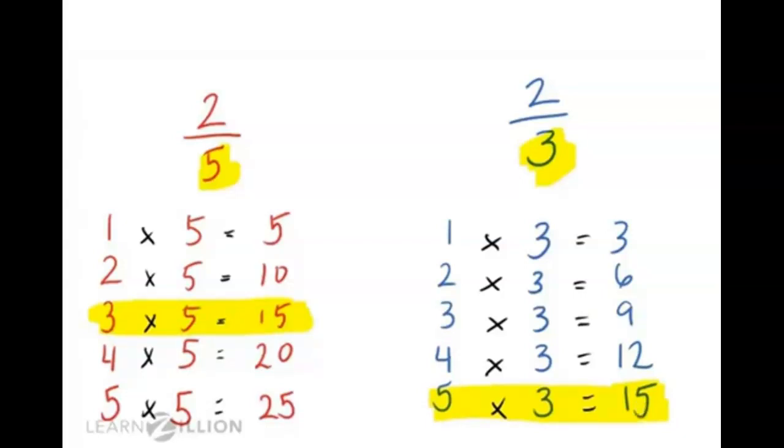Now, we need to make sure that the denominators are the same. So in order to do that, we need to do this equation. But if we're going to do it to the denominator, we also have to do it to the numerator. So let's take a look at how we can make these denominators equivalent.